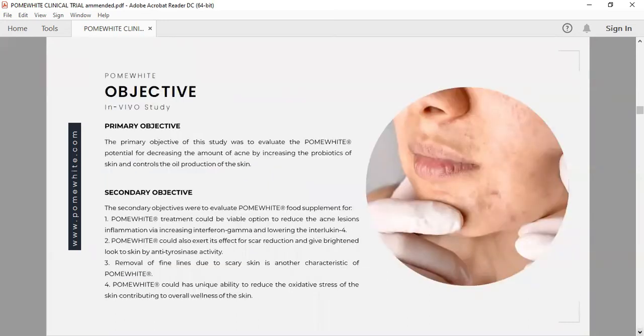The primary objective of our clinical trial was to evaluate Pomewhite for decreasing the amount of acne. How is it going to decrease the amount of acne? Mainly by increasing the probiotics and controlling the oil production of the skin. These two are the key features of Pomewhite.